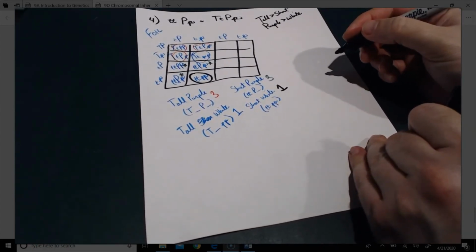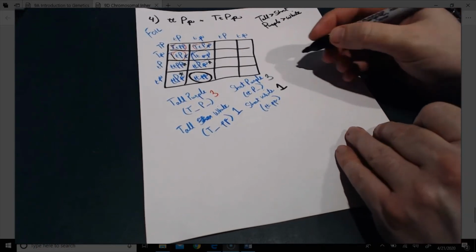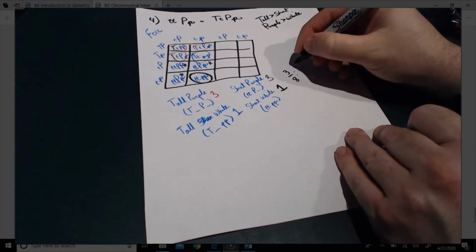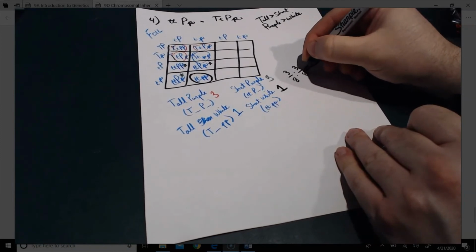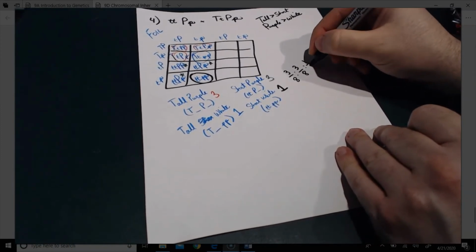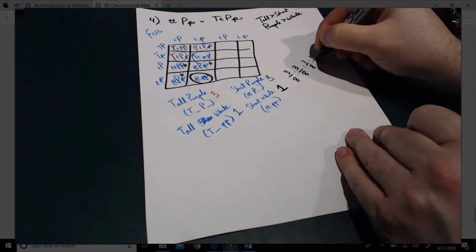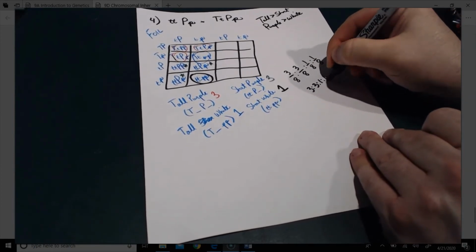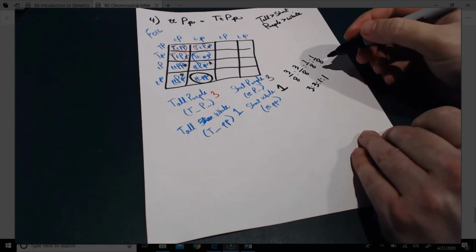Okay. So technically what we got was a 3 out of 8 to a 3 out of 8 to a 1 out of 8 to a 1 out of 8. Or what you could say is a 3 to 3 to 1 to 1. Right? That's our ratio for that cross.